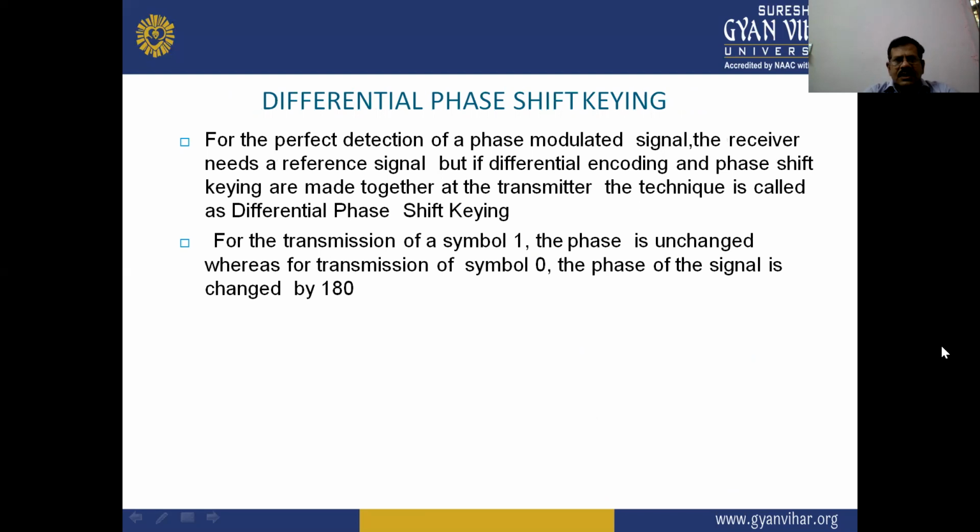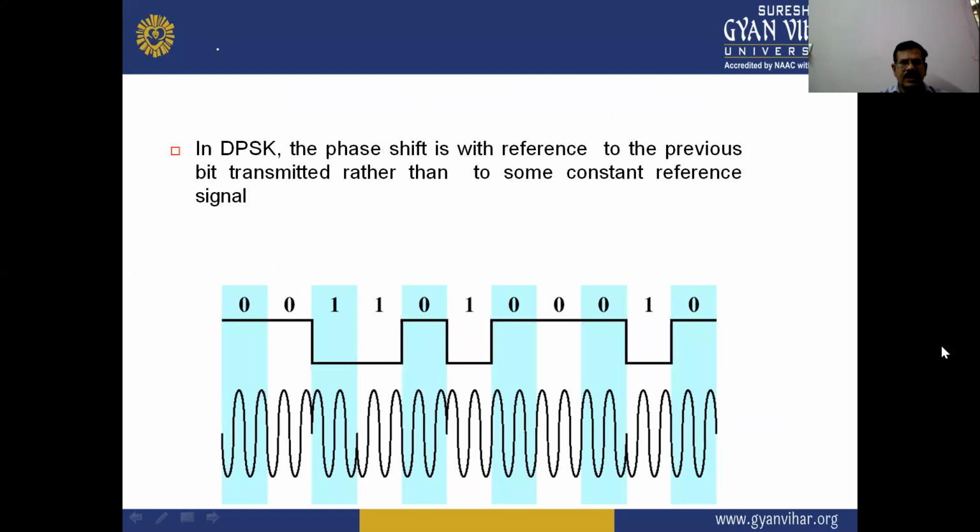In differential phase shift keying, for the perfect detection of a phase modulated signal, the receiver needs a reference signal. When differential encoding and phase shift keying are made together at the transmitter, the technique is called differential phase shift keying, DPSK. For the transmission of symbol 0, the phase is unchanged, whereas for transmission of symbol 1, the phase of the signal is changed by 180 degrees. This is the differential phase shift keying modulation system. In DPSK, the phase shift is with reference to the previous bit transmitted rather than to some constant reference signal.